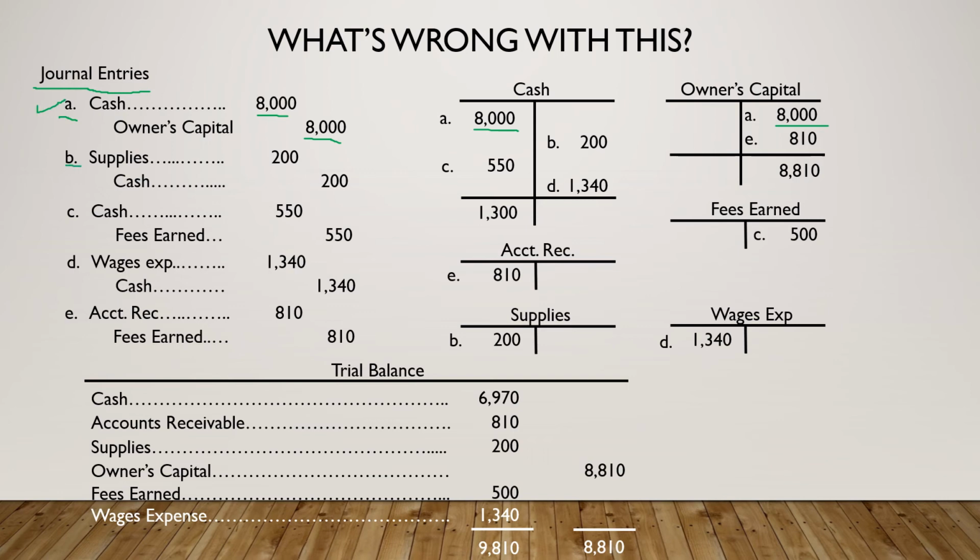Transaction B, supplies got a debit for $200. We see that in supplies. And cash got a credit for $200, which checks off, so transaction B is good.